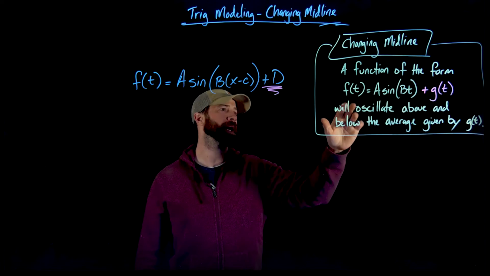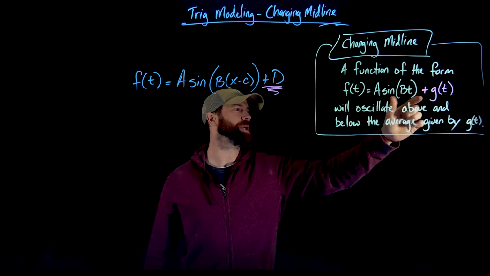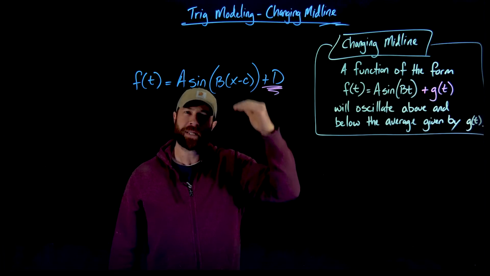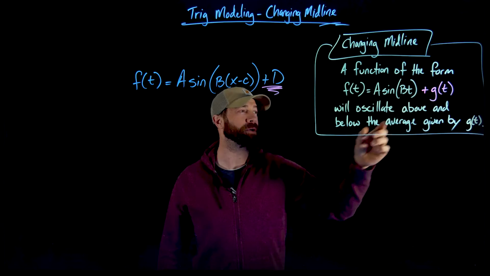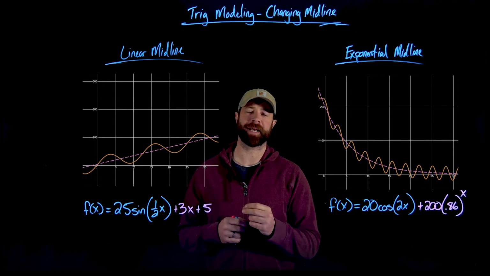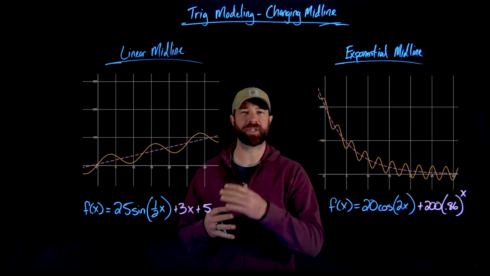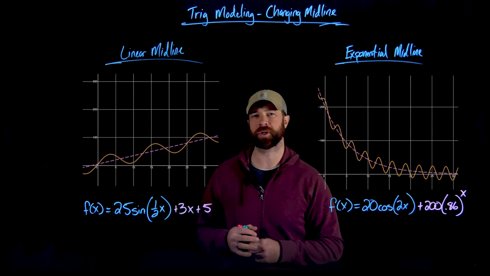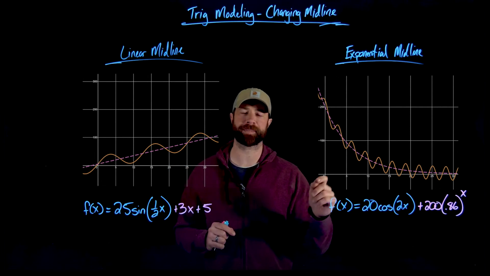So the functions we're looking at are f of t equal a times sine or cosine of bt plus g of t. The important focus here is that we're replacing this vertical shift up or down with an actual function that will create change to the midline or the average over time. Before we see an example of an application of creating a model with a scenario that has a changing midline, let's ground ourselves a bit to give us an idea of the kind of functions we're going to be looking at. Here I have two examples, one of a linear midline and one of an exponential midline.